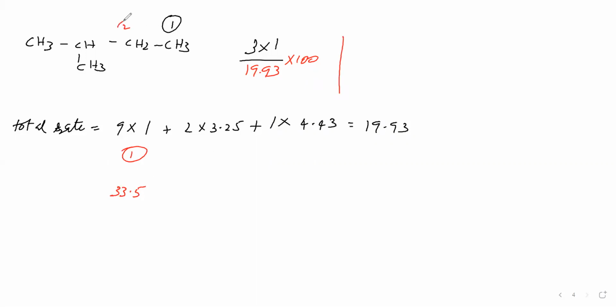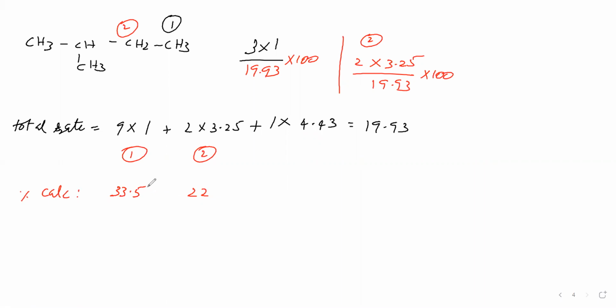Then number 2 we will take. Number 2 means secondary hydrogen. Secondary hydrogen is present 2 times. For that the rate is 3.25. Total rate is 19.93 into 100. So on simplification, we are getting for secondary halogenation a yield of 22%. Secondary halogen yield is 22%. It is by calculation. On calculation we are getting this much.